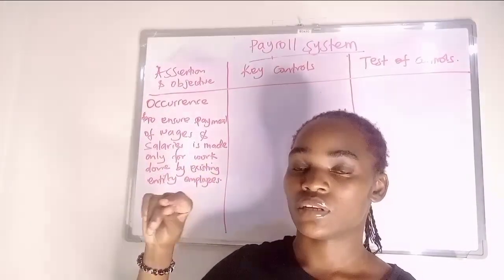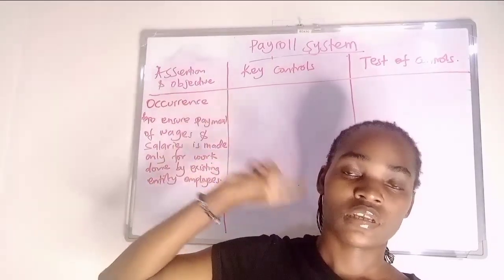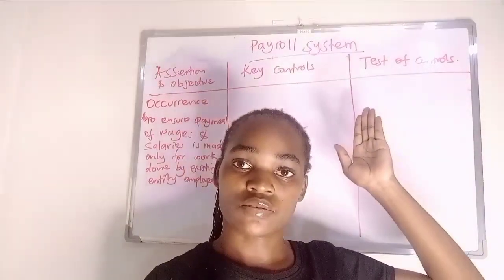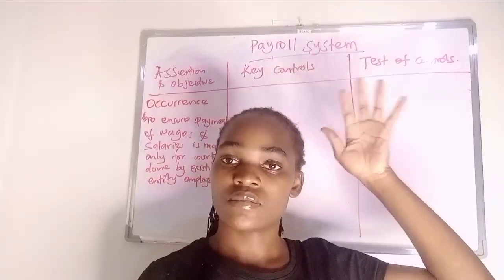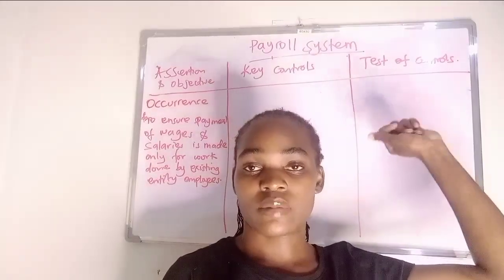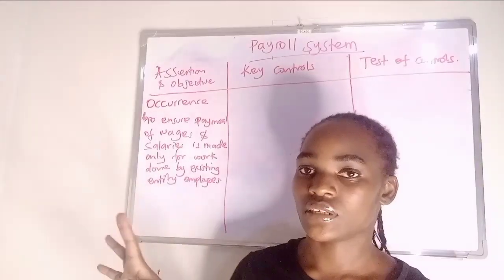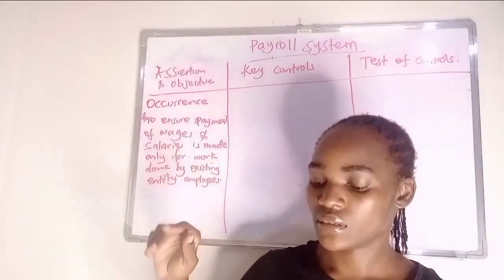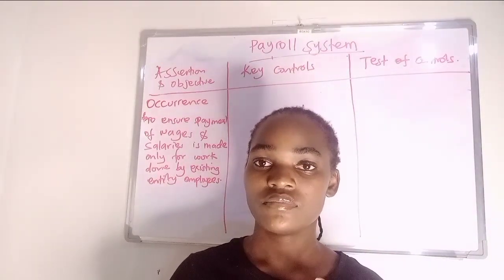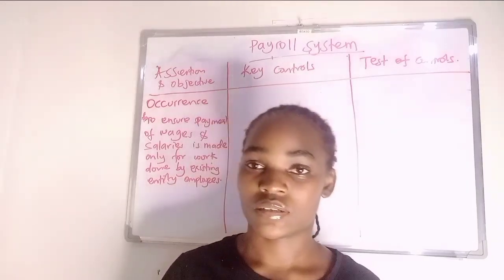So this is how it's going to look like: the assertion and its objective, the key controls, then the test of controls. Hope you remember key controls are by management, and it's the same as a recommendation or advice. Then the test of controls is by the auditor. So we are going to start with the assertion of occurrence. The assertion of occurrence deals with making sure that something real took place, something occurred for real.